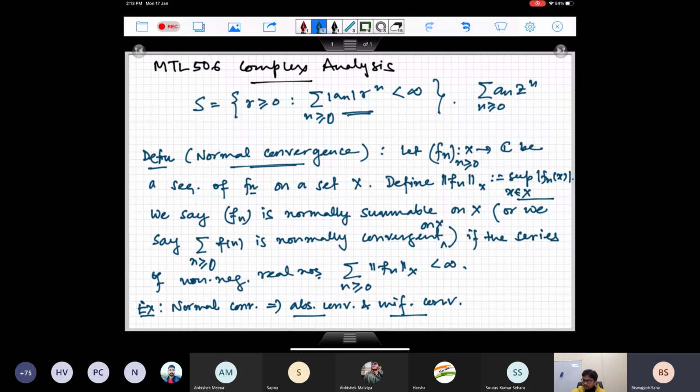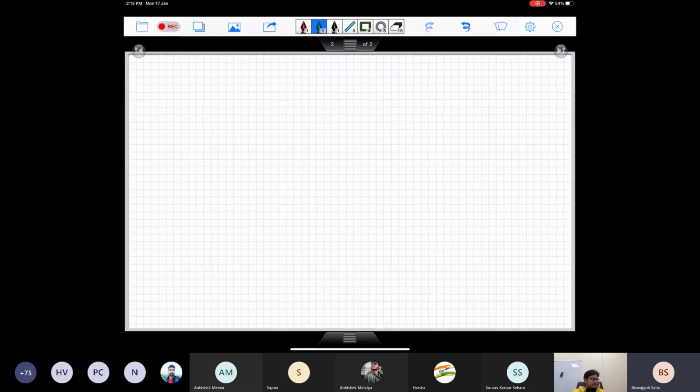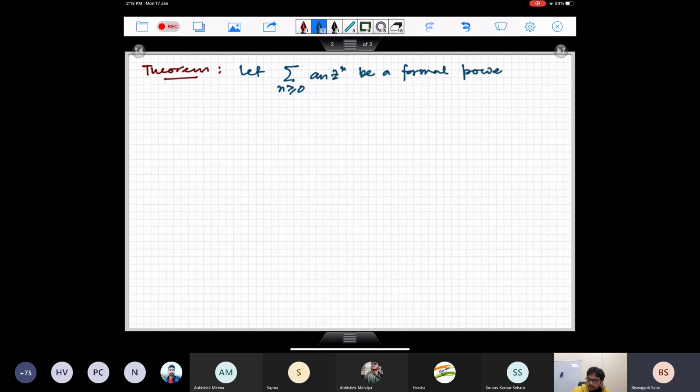Now we are going to prove that the convergence of a formal power series inside the disk of convergence is normal convergence. Next theorem: let the summation over n bigger than or equal to 0 of a_n z to the power n be a formal power series, and let R bigger than or equal to 0 be its radius of convergence.